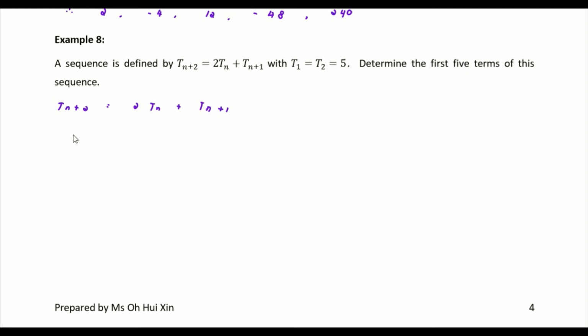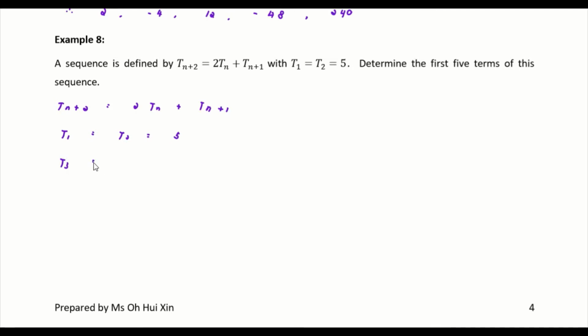Okay, so T1 and T2 are both 5. So you can see that the initial terms that you need are actually more than 1. Because if they only give you T1, then you wouldn't be able to do that, because you need 2 previous terms before you can find the third term that you want. So to find the first 5 terms, we would only need to work out the third, fourth, and fifth.